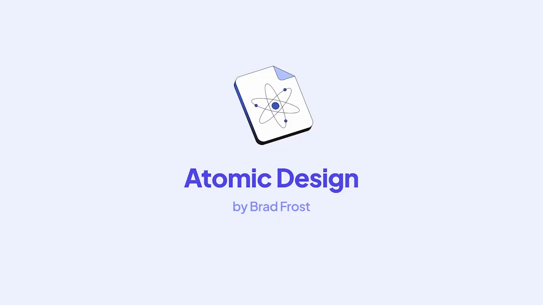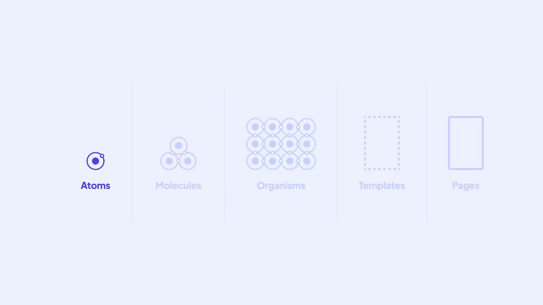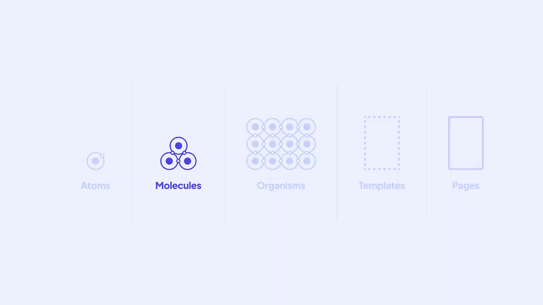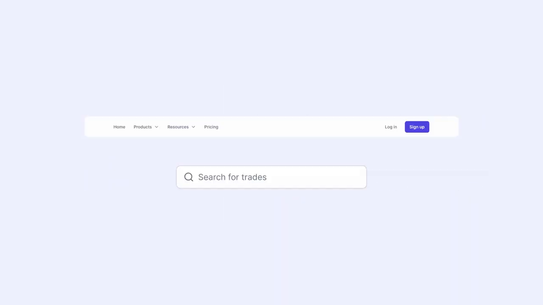Now let's talk about the atomic design methodology. It's an approach that breaks down the design process into smaller, reusable components. Think of it as building blocks. You start with simple elements called atoms, like buttons, labels, or icons that can't be broken down into smaller, meaningful elements. Then you combine atoms to create more complex components called molecules, such as navigation menus or search bars.